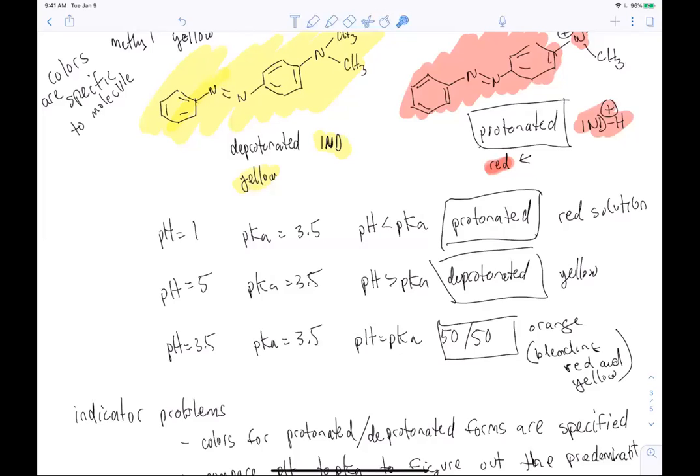How do we choose an indicator based on the pH of an acid? There are a couple of these questions on the titration homework. All right, so remember, when we talk about pH, we're talking about a solution. We're not talking about a specific acid.